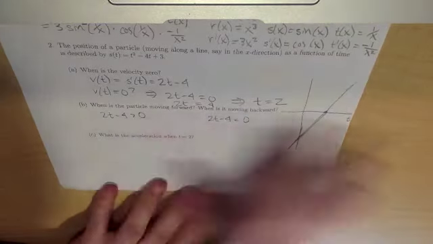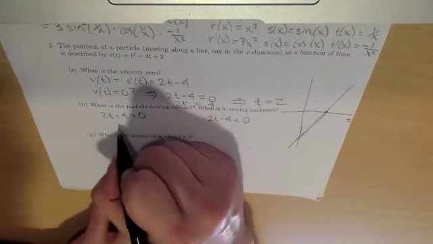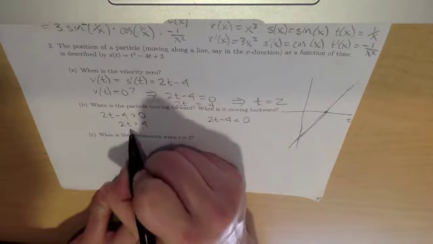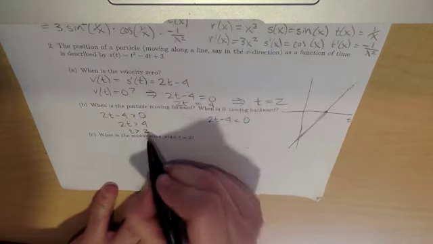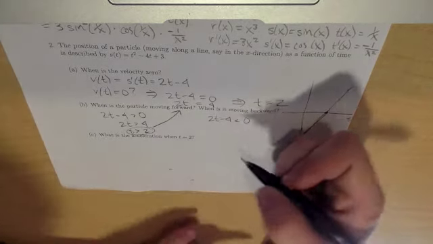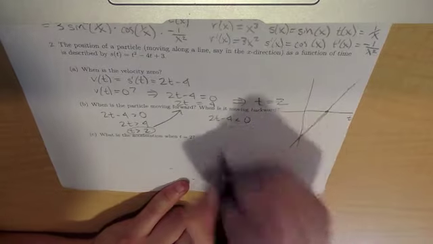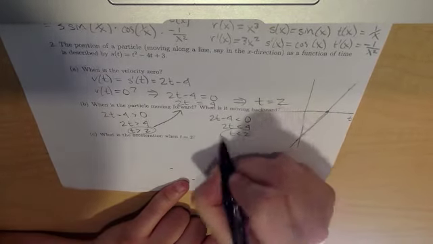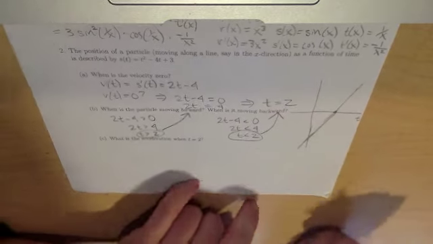We can solve these inequalities really easily, and we get that 2t has to be greater than 4, or t has to be greater than 2. That's for moving forward. Okay, for this other one, when is it moving backwards? 2t minus 4 has to be less than 0, or 2t has to be less than 4, or t has to be less than 2. And that's for when it's moving backwards.